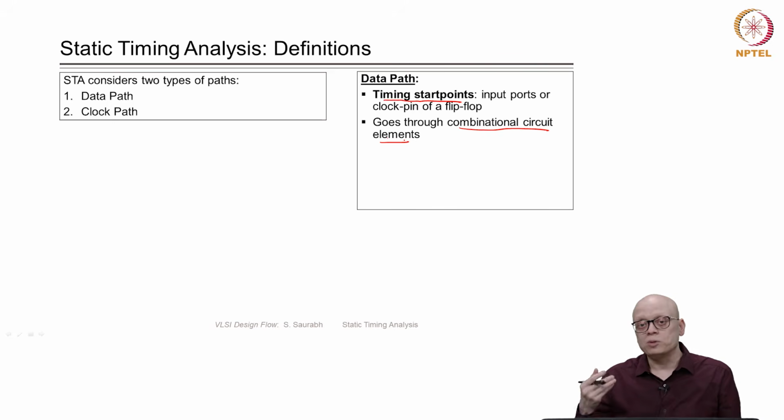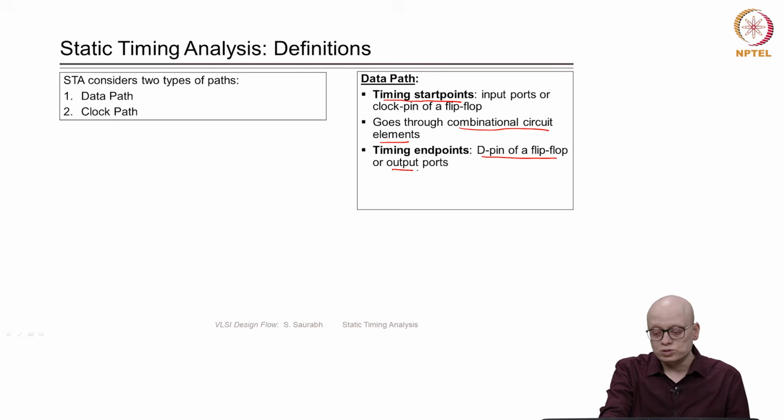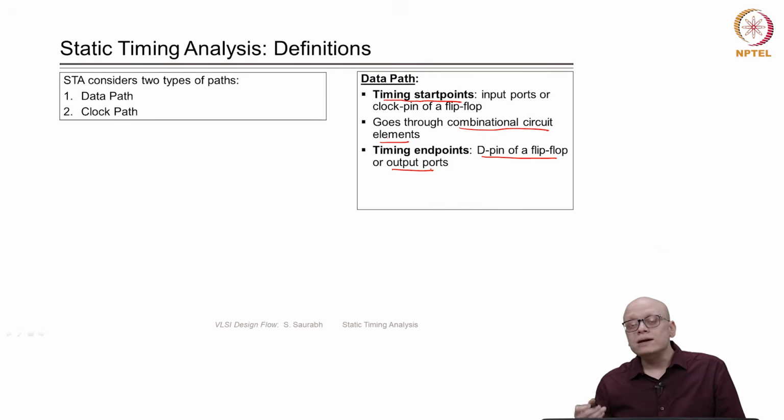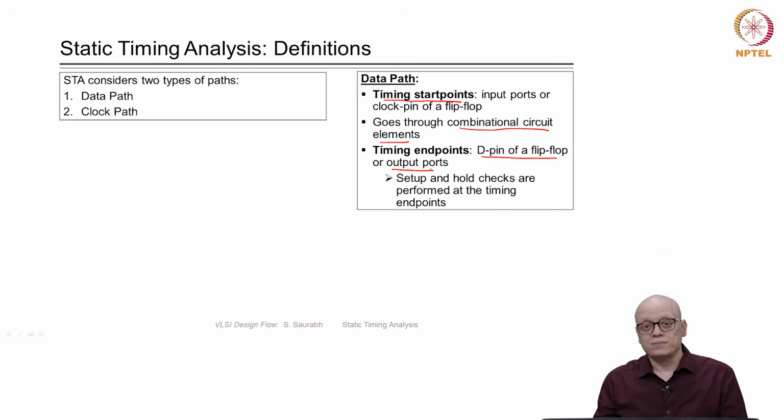The number of combinational circuit elements can be as many as possible, and then the data path ends at the timing endpoints. And what are timing endpoints? Timing endpoints are the D pin of the flip flops or the output ports, or in general the points where we are actually checking the setup and hold requirements.